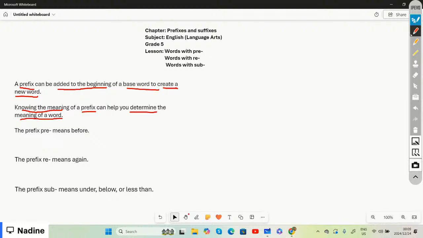All right. So firstly, we're going to start with the first prefix. And if we remember, we said that if we add a word to the beginning of a base word, it creates a new word, right? And knowing the meaning of that word can help you determine the meaning of the new word, right? So we have pre. Pre is our prefix, and the meaning of pre is before.